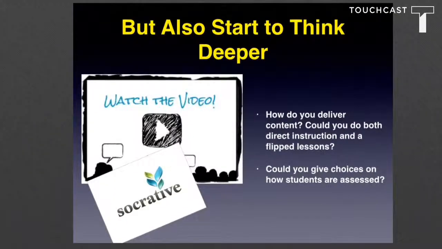Also, start to think deeper with your options. How do you deliver content? Could you do both direct instruction and flipped lessons and give kids a choice of what they do? Could you give them a choice in how they're assessed and how they go about doing things like unit tests?